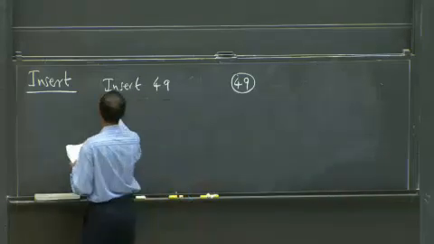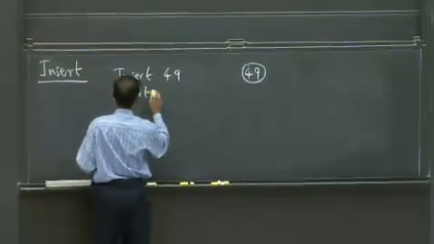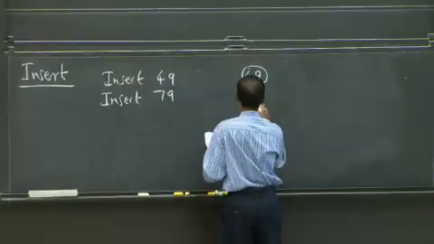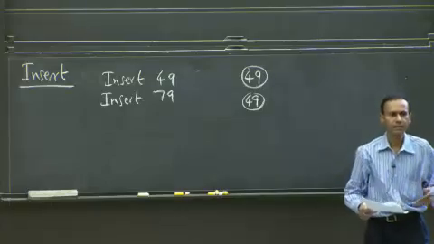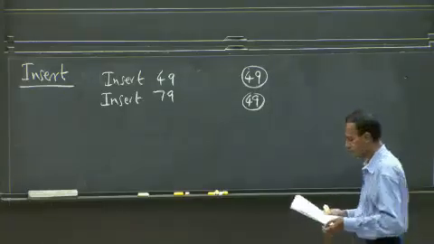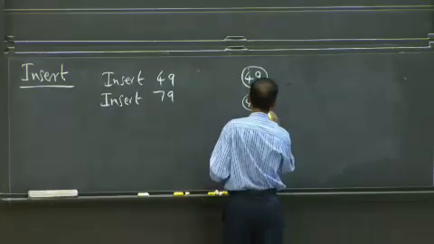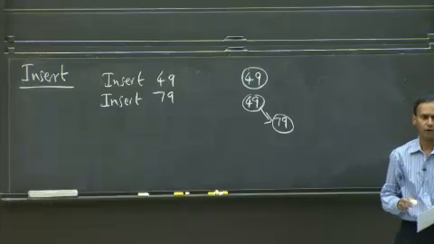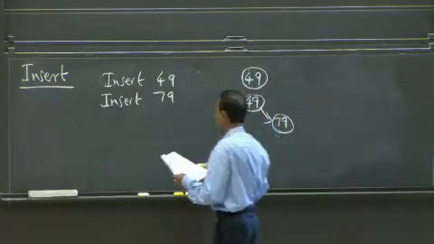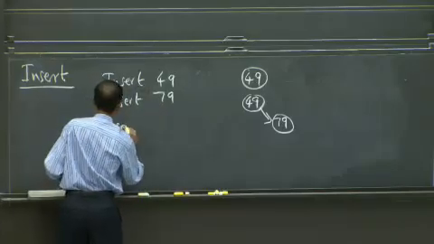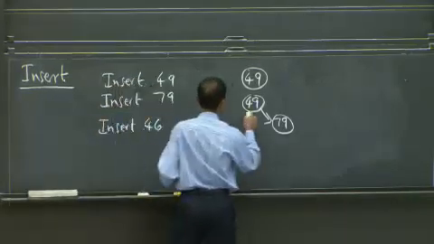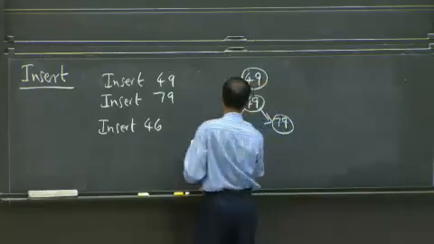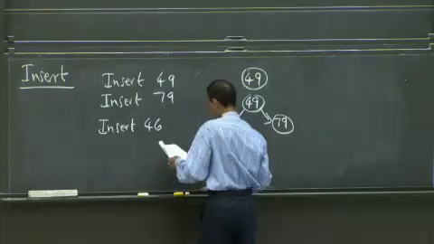I next insert 79. And what happens here is I have to look at 49, and I compare 79 to 49. And because 79 is greater than 49, I go to the right, and I attach 79 to the right child of 49. Then I want to insert 46. And when I want to insert 46, I compare 49 and 46. 46 is less. So I go to the left side, and I put 46 in there.